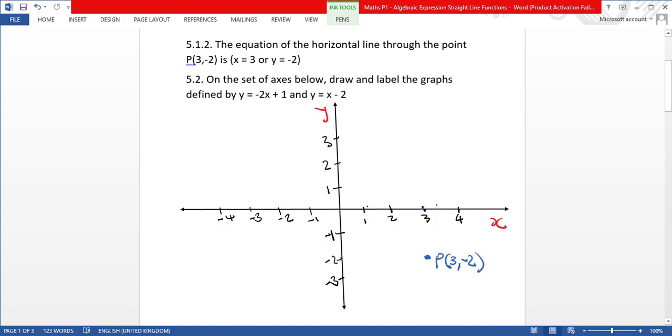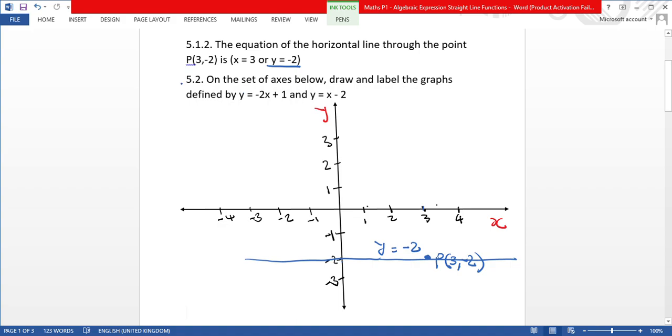So we're going to draw a horizontal line across point P. The horizontal line will go like that. So the equation of that line is actually y equals minus 2. So we're going to underline y equals minus 2. There's the answer.